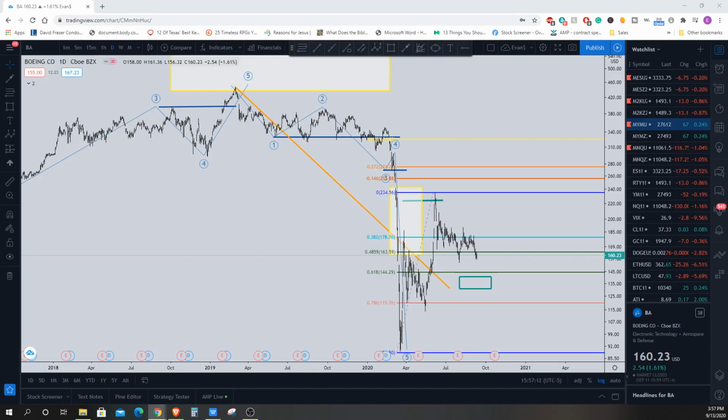Today we are going to take a look at Boeing's stock. BA is the stock symbol, and this is going to be for 2020. Today is September 13th, 2020. And so let's go ahead and get right into it.